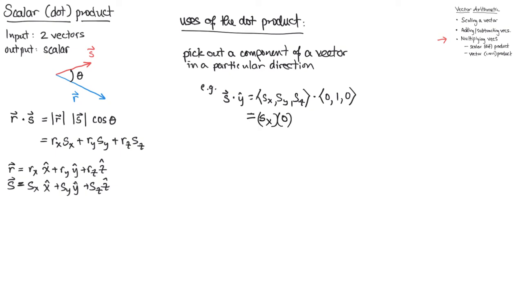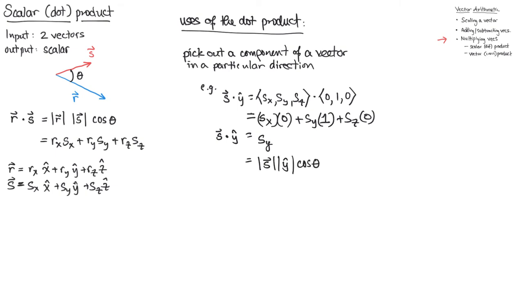sy. So I have sx times 0 coming from the first components, and similarly sy times the y component of the unit vector, sz times the z component of the unit vector, but everything is 0 on the right-hand side except for the second term. So s dot y will give me the length of my vector s in the y direction. And notice that we could also have expressed this as mag s times magnitude of the y hat vector times the cosine of the angle in between them.